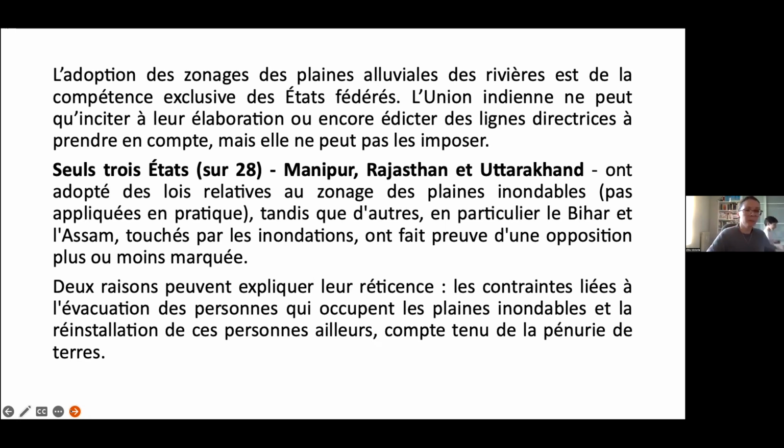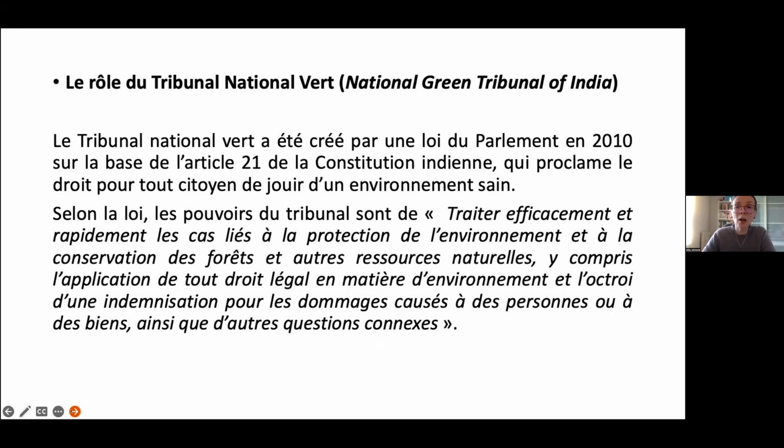They're not really applied in practice, and there are others, especially Gujarat and Assam, that have made a marked opposition to this kind of planning. And there are two reasons that might explain their reticence: the requirements when it comes to evacuating people when the plain is flooded and resettling these people elsewhere. That's because of the shortage of land, and the economic cost is also quite considerable.